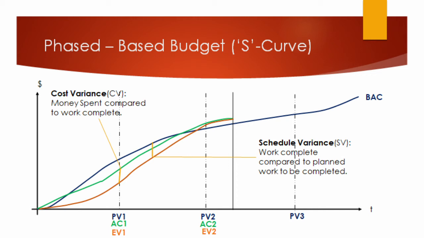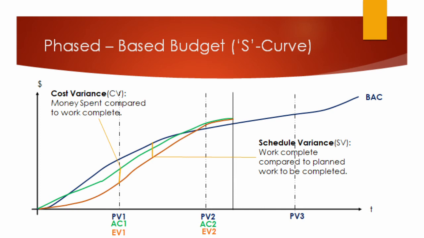We can start talking about differences now, or variances. Cost variance, right? At our first milestone, we're looking at the money spent compared to the work complete, or the actual costs compared to the earned value. And that gives me my variance. It looks like I spent more money than work completed, so that's not good.